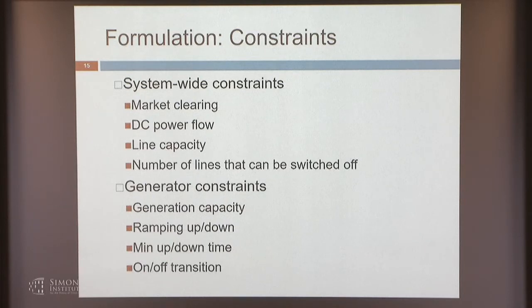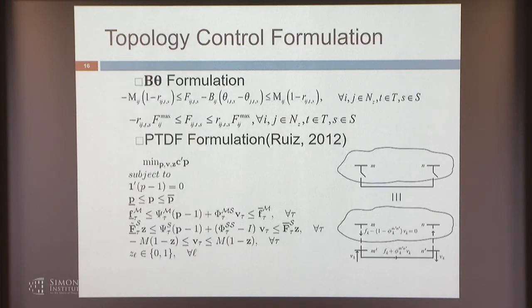Now again, DC power flow is an approximation. In fact, once you find a solution, you have to test whether it will be valid in an AC formulation, and sometimes it's not. So there is always a second stage to test the validity of what you're trying to do. But this is what we're trying to do. This is the way you formulate the topology control problem.